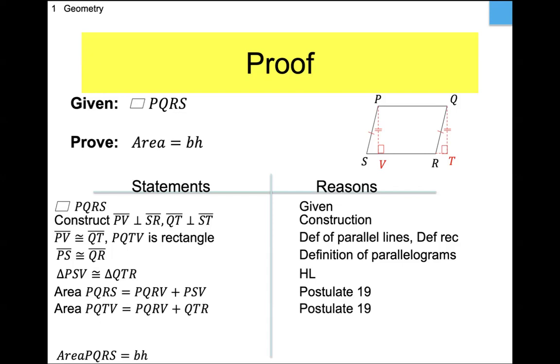Now, look at those two statements. Both of those statements have a PQRV in there. So I'm going to say the following. I'm going to say that PQRS, trace it out with your fingers if you need to, PQRS must be equal to PQTV. Now, how can I say that? Well, look at the two statements above it. So the two statements above it say PQRS is equal to PQRV plus PSV.